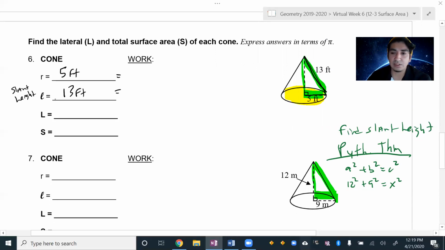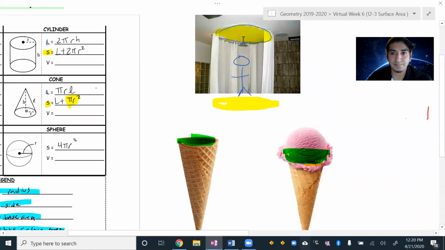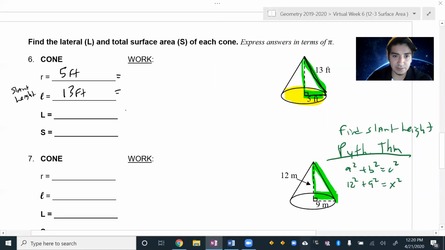Now, in this case, you have 13 for your slant height, and now your L happens to be, let's go back to our formula chart, pi r L. So I'm going to use pi r L. It'll be pi times 5 times 13, which comes out to 65 pi. So 65 pi feet squared. Initially, that's what we have for this part.